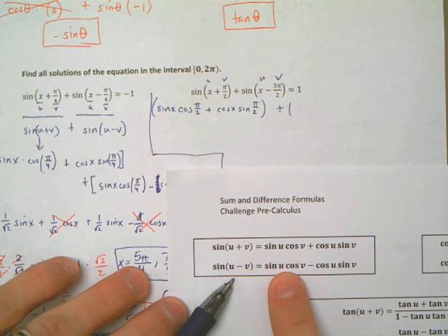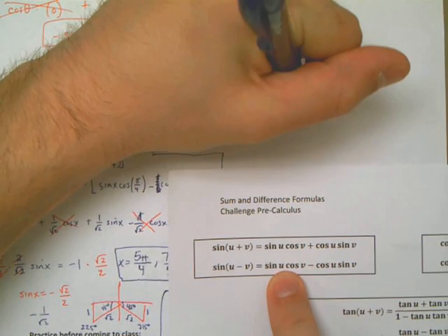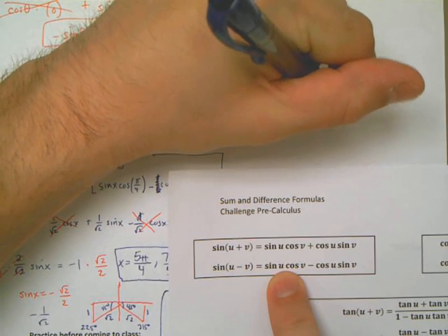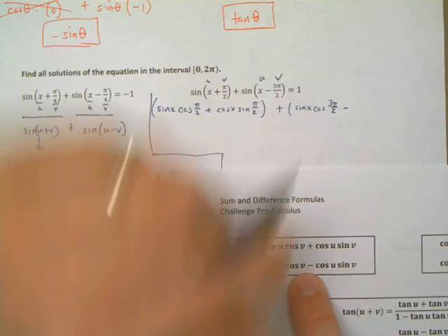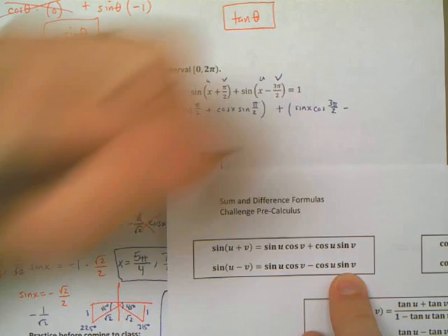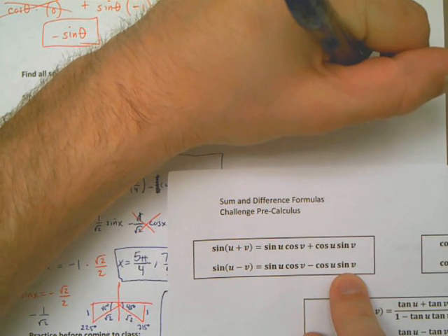This is u minus v, so I need to use the bottom formula. This is going to be sine x cosine of 3 pi over 2 now, minus cosine x sine of 3 pi over 2.